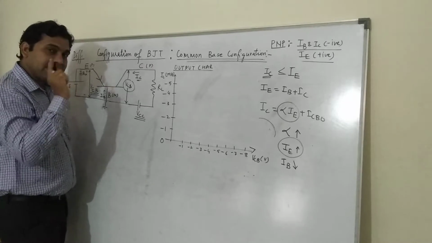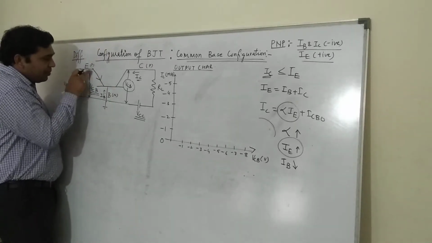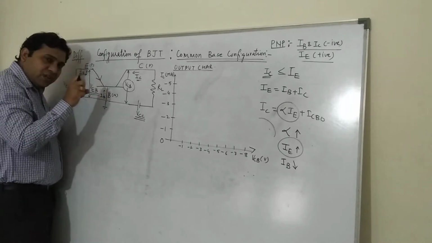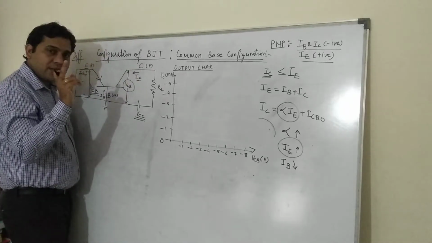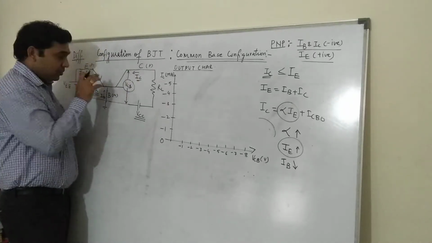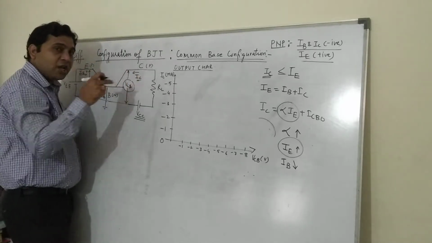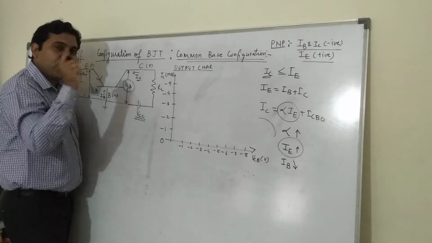Remember, in the last lecture we discussed that at 5 milliampere there are holes going towards the base. Some of the holes will recombine in the base, and the rest of the holes will go to the collector region. The part of the holes which reach the collector, we call the collector current, and this is almost equal to IE.